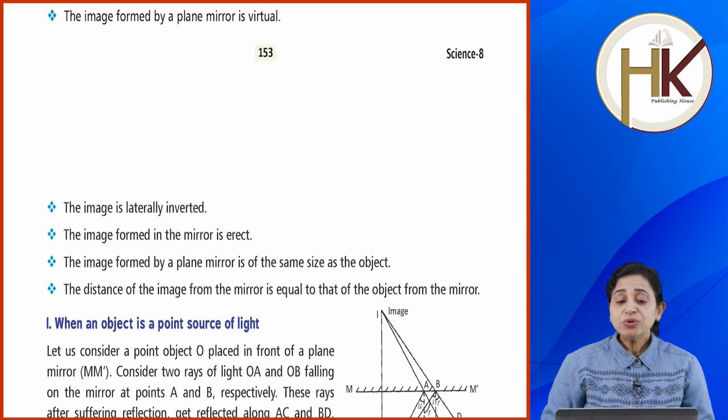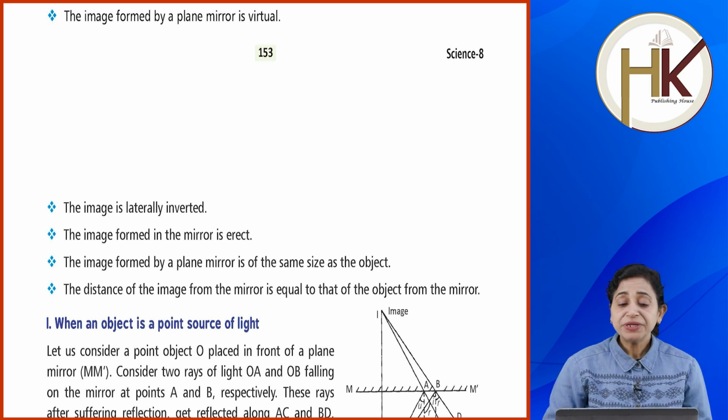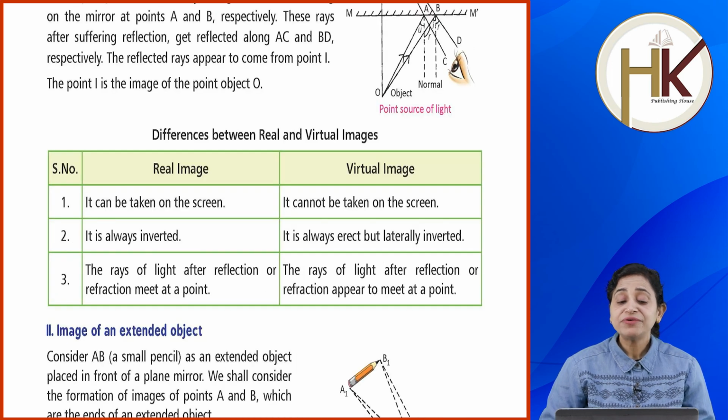When an object is a point source of light, let us consider a point object O placed in front of a plane mirror. Consider two rays of light OA and OB falling on the mirror at points A and B respectively. These rays, after suffering reflection, get reflected along AC and BD respectively. The reflected rays appear to come from point I. The point I is the image of point object O.